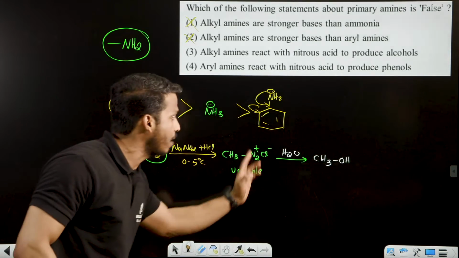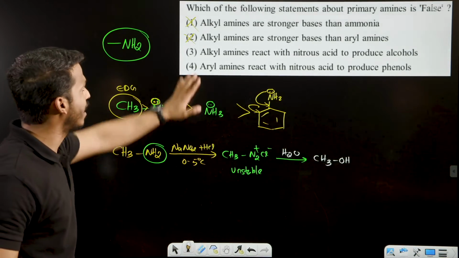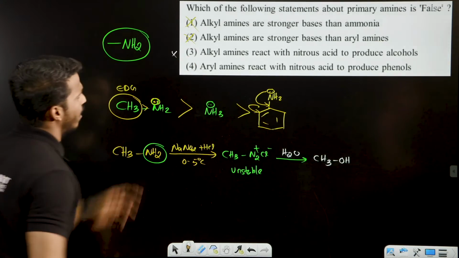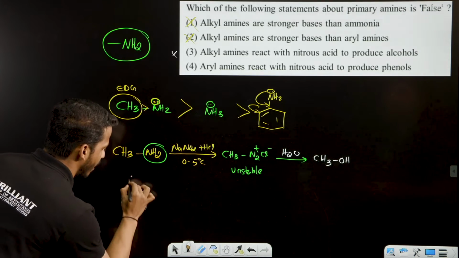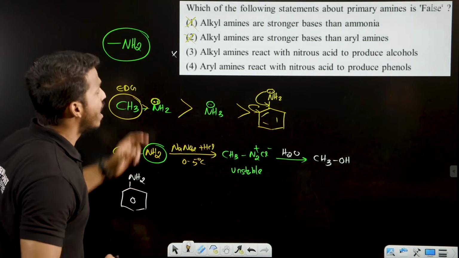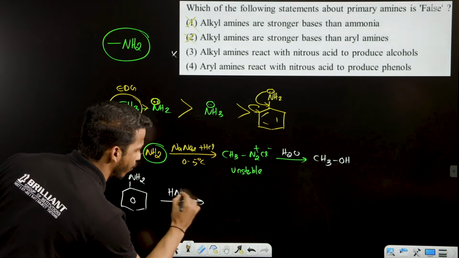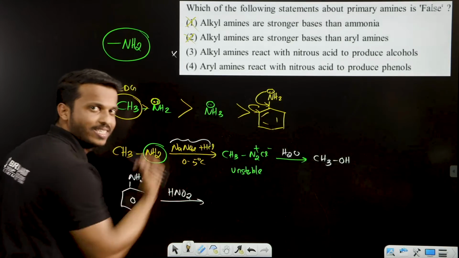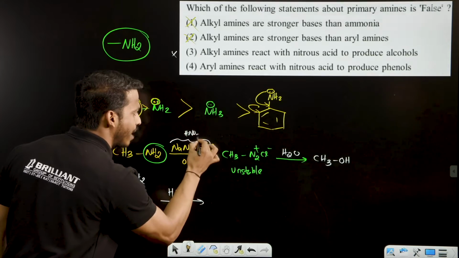It is unstable, it immediately reacts with the water and will give you what? Alcohol. So that is a correct statement. Then what about the last one? Aryl amine, for example, that is aniline. Aryl amines react with the nitrous acid. Same reaction. Nitrous acid means what, dear all of you? HNO2. That is same. Dear all, NaNO2 and HCl when react, you will get NaCl and HNO2, right? So both are same, okay?